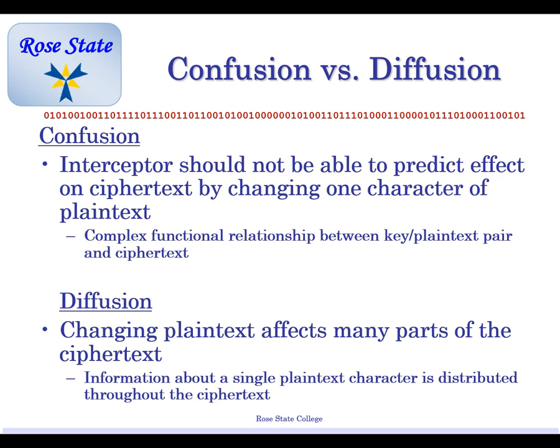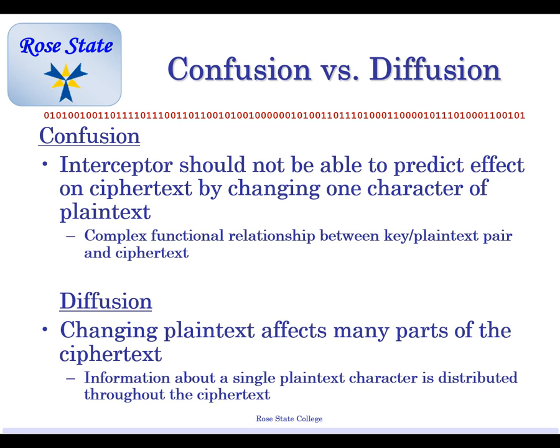Amazing how that works. Okay, confusion says interceptors should not be able to predict the effect on the ciphertext by changing one character. So if I have your plain text and your ciphertext, if I change one letter in the plain text, you don't want it to just change one letter in the ciphertext, because then you can very easily figure out how the function works. We'll see when we look at other algorithms that that's not the case.